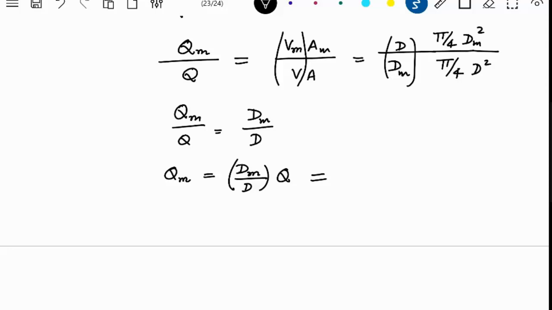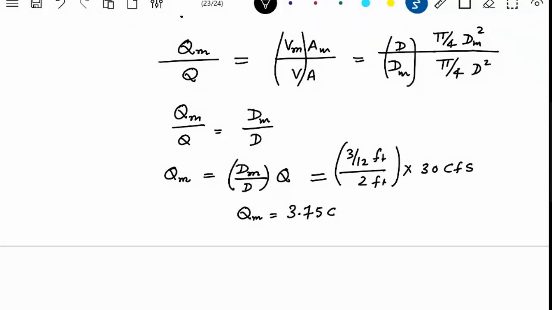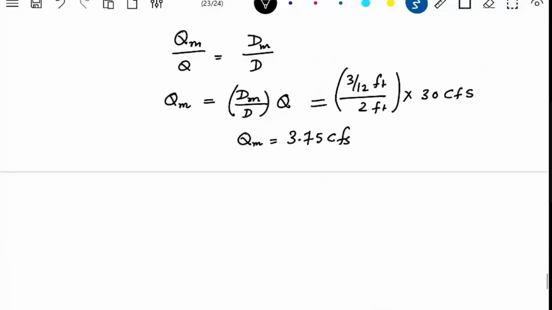Three inch. Did you remember? Diameter was 3 inch. So this is 3 by 12 feet and this is 2 feet, and this Q value is given, that is 13 cubic feet per second. So cubic feet per second, CFS, I can write Q_m is equal to 3.75 CFS. So this is the discharge in the model.